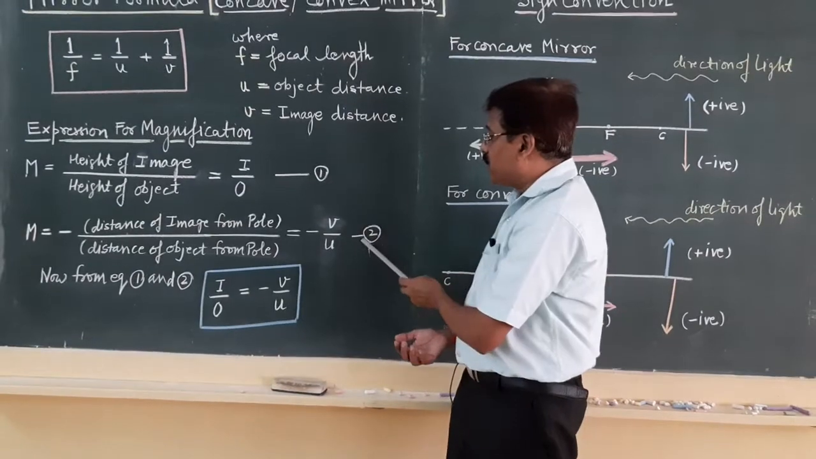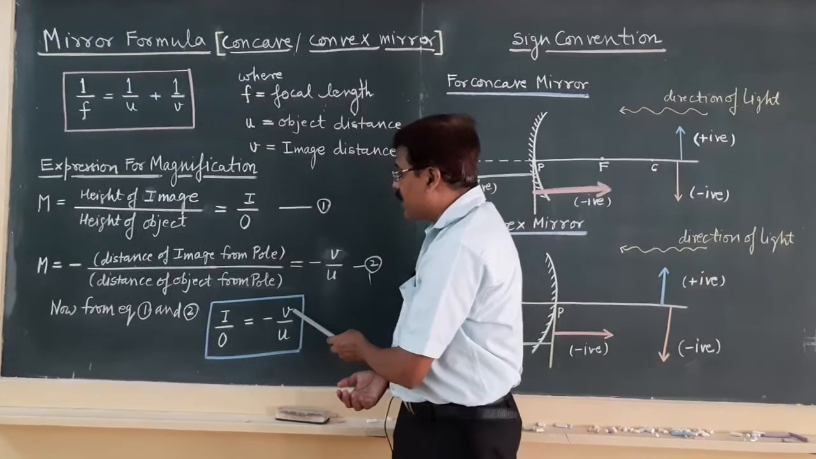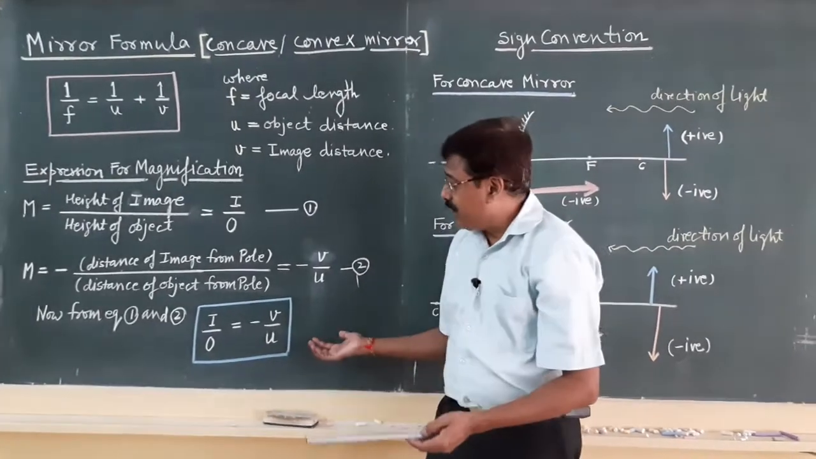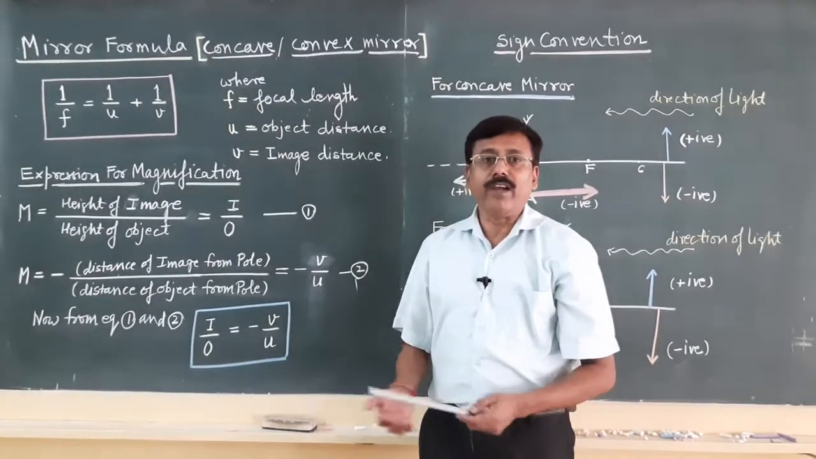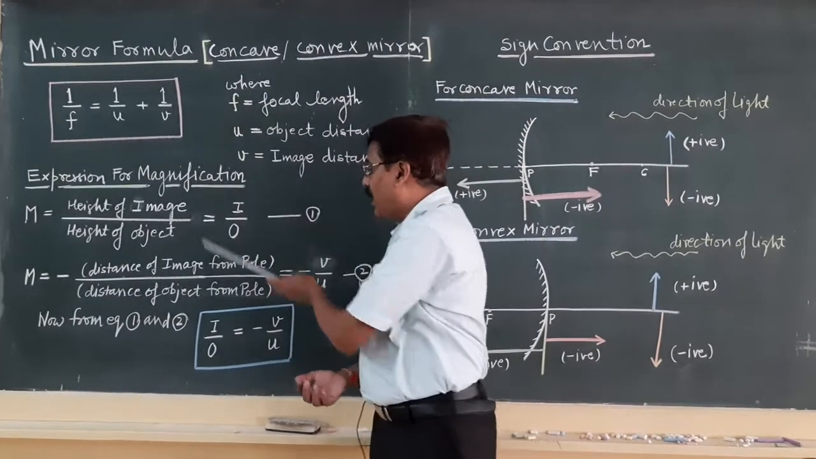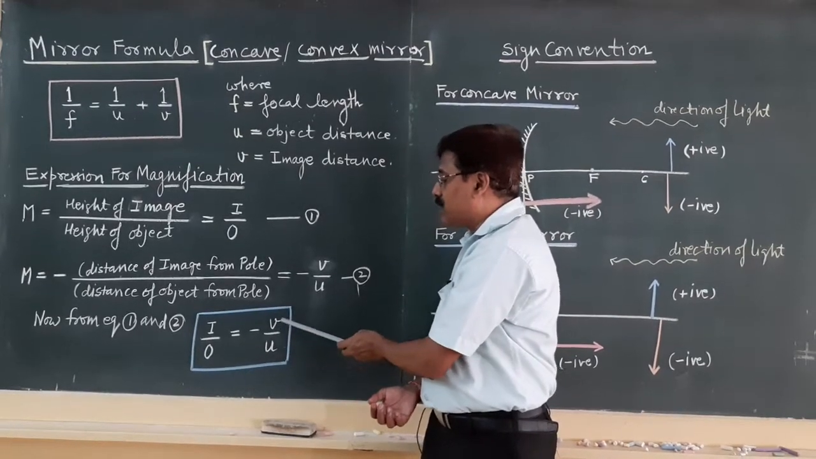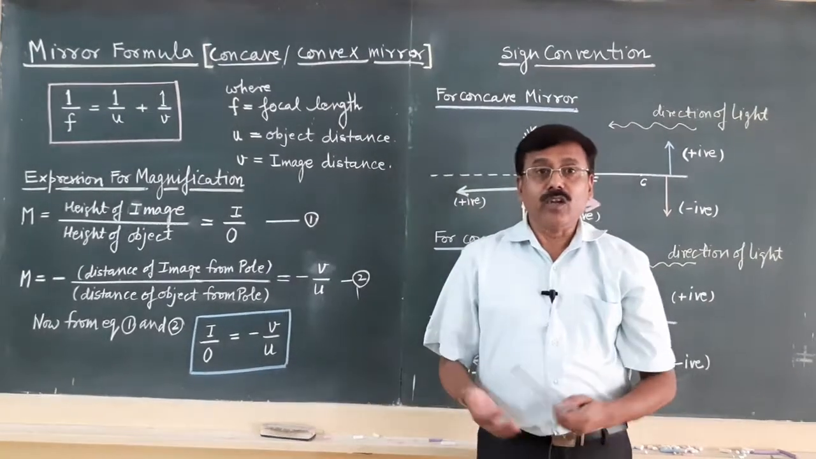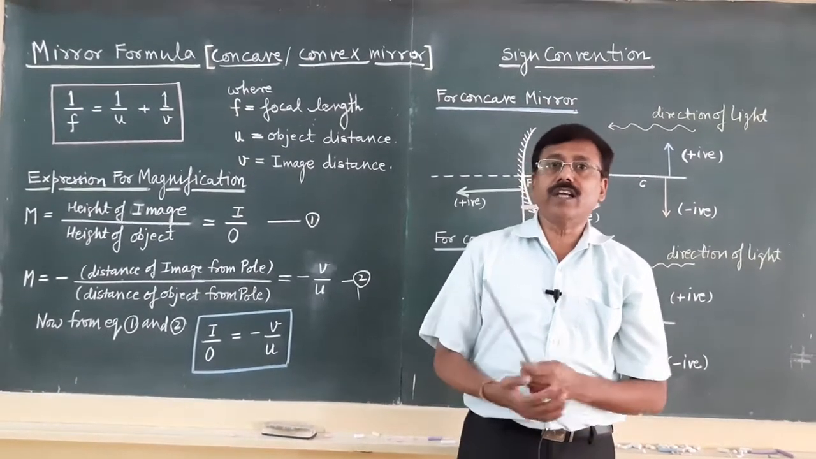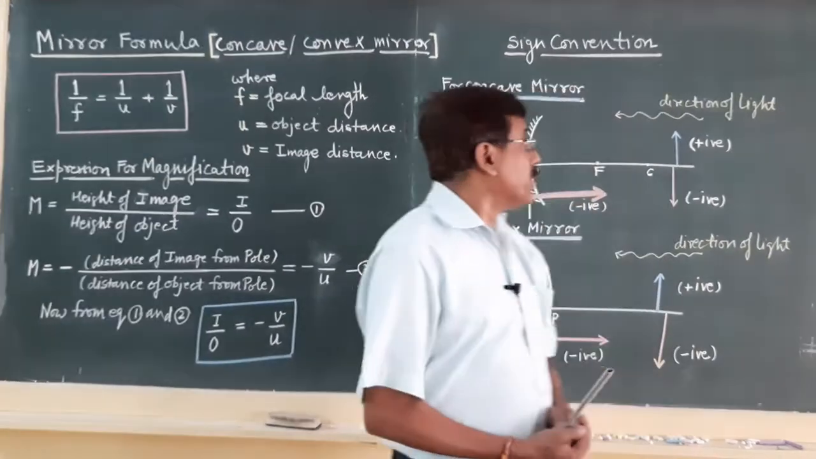So, if you equate equation 1 and 2, then you find I by O is equal to minus V by U. The utility of this formula is, if any three values are known, you can find the value of the fourth one. So, this is the mirror formula and this is the relation between height of image, height of object, image distance and object distance. Now, a very important concept, the sign convention: what will be the sign of distances in the case of concave or convex mirror.